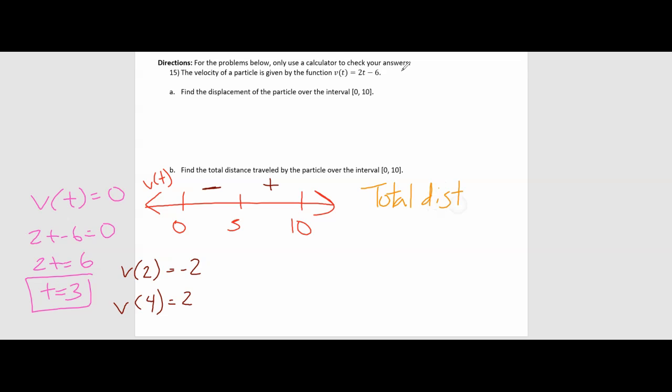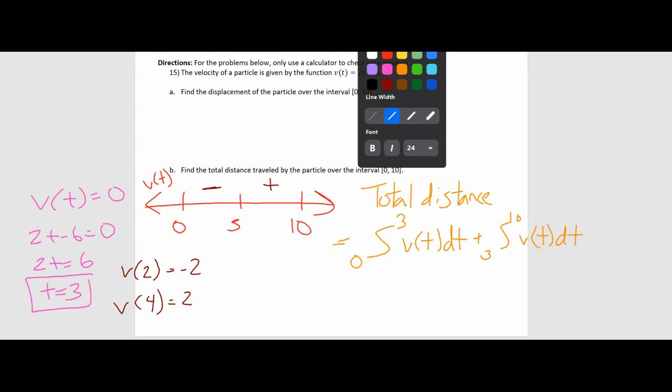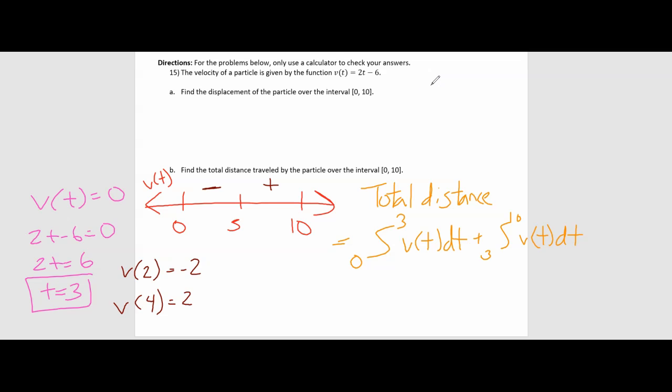Total distance is going to be equal to the integral from 0 to 3 of v of t dt plus the integral from 3 to 10 of v of t dt. Now there's one more thing I have to add in here before this is completely correct, and that's some absolute value signs, right?